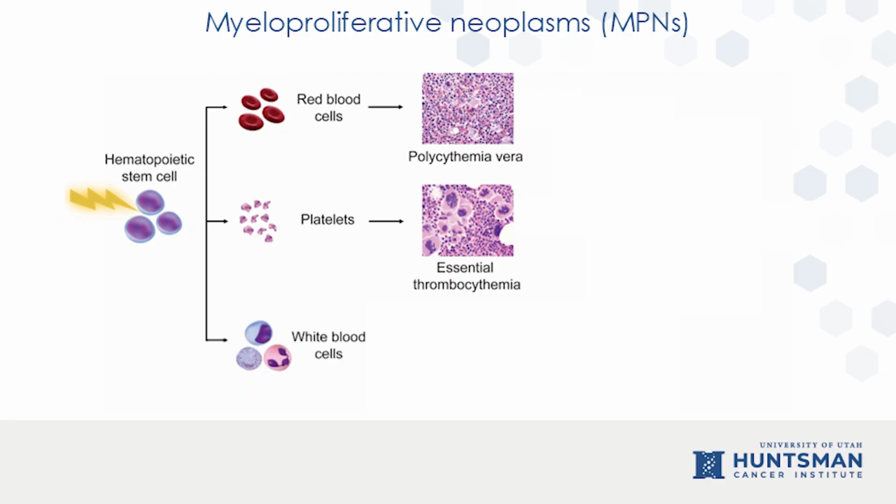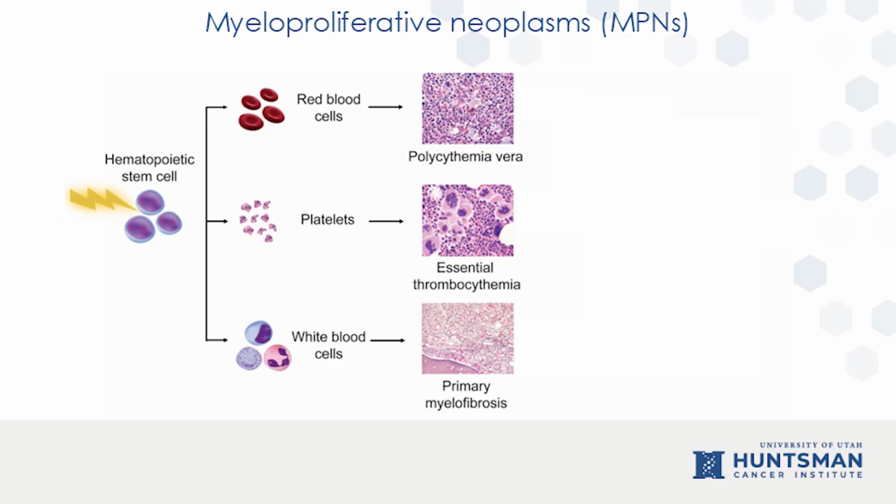And then finally, the most complex MPN is in part initially characterized by having too many white blood cells. But really what happens when you have this disease, primary myelofibrosis, is you start to get scarring of your bone marrow. And we actually are still trying to understand the biology of that, like what causes that scarring, what are the cell types involved in that scarring.